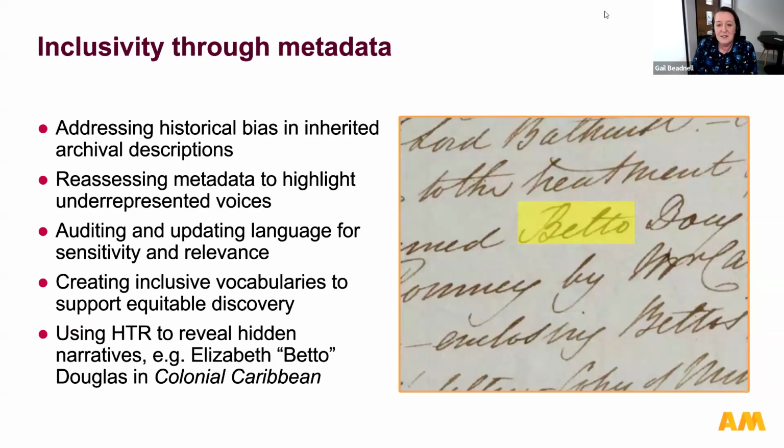The collection, as digitized by AM, was indexed at item level, so it could be identified that Elizabeth Douglas also used the name Beto, and here you can see that highlighted within the text. So armed with this knowledge, further research is able to amplify a voice which had not previously been heard. Dr. Christy Warren from the University of Leicester discusses this example further in her video interview within the Colonial Caribbean collection.